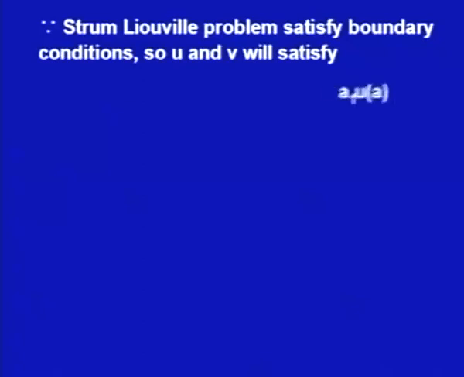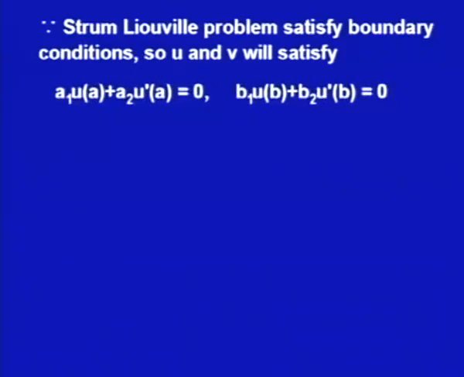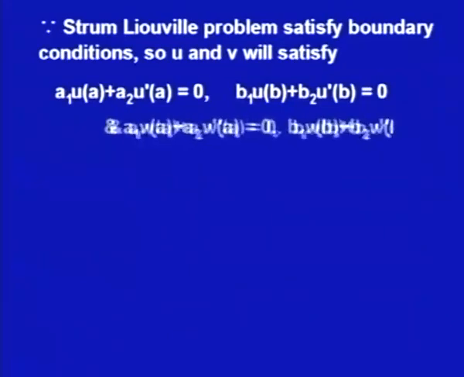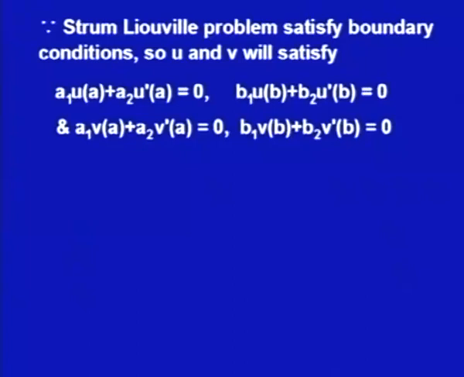So, what we say is a1 u a plus a2 u dash a should be 0, b1 u b plus b2 u dash b should be 0, and similarly for v: a1 v a plus a2 v dash a should be 0, and b1 v b plus b2 v dash b should be 0. Now, here we will assume that at least one of these a1, a2, b1, b2 must not be 0.